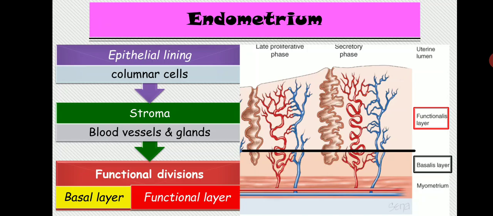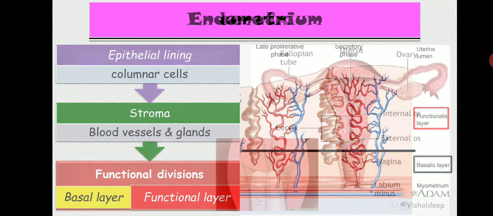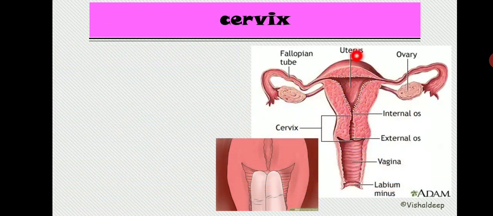Now let's discuss the cervix. So this is the uterus, and this one is the vagina, right? There are two os, one is the external os, another one is the internal os, right? The area between these two structures, internal os and external os, is known as the cervix. So by definition, the cervix is the area that is present between the internal os and external os.